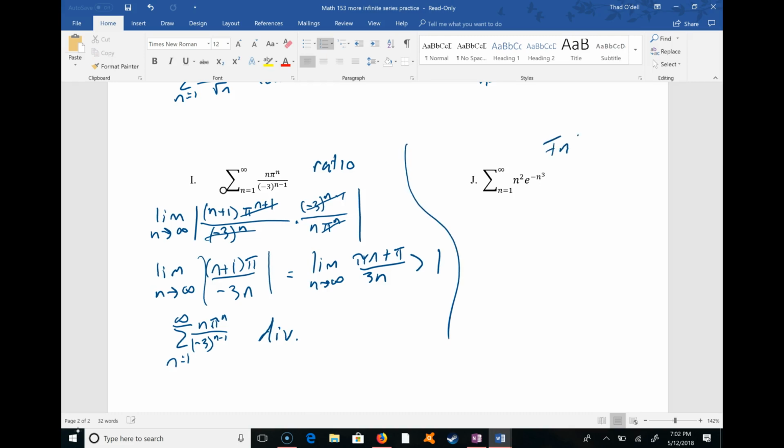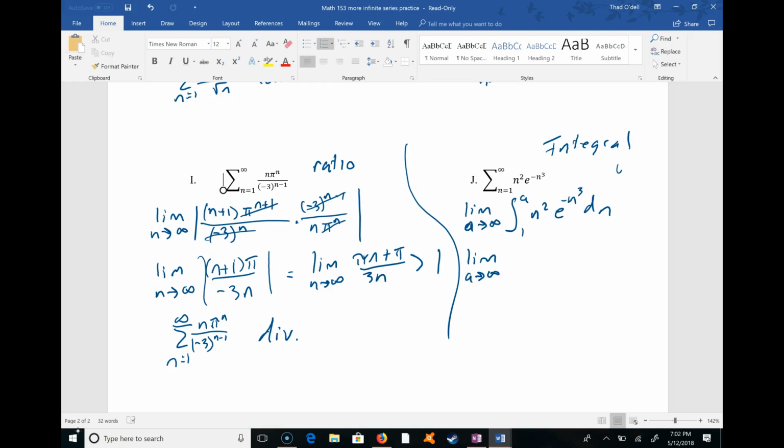So we use the integral test. Remember that we take the limit as a approaches infinity of the integral from 1 to a. You really just take the integral from 1 to infinity, but that's an improper integral, so this is the way we do it. Of n squared times e to the negative n cubed dn. This is a fairly basic u-substitution problem to integrate, so I'm going to integrate that, with the limit as a approaches infinity.